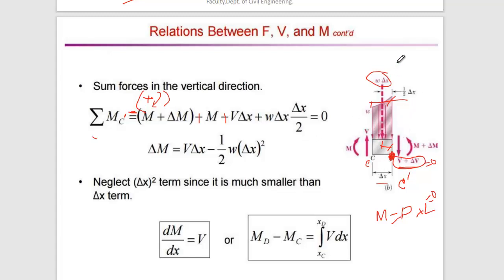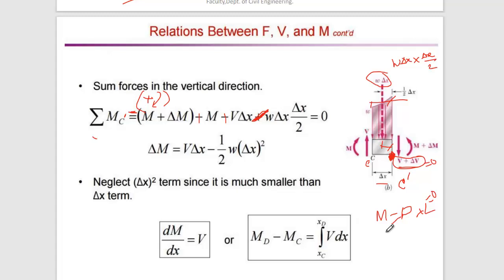So what is the load? Load is W del x and the distance is del x by 2. Can you find this one? But this should be minus, as we consider clockwise as positive. Why is it minus? Because with respect to C, C prime is rotating anti-clockwise.